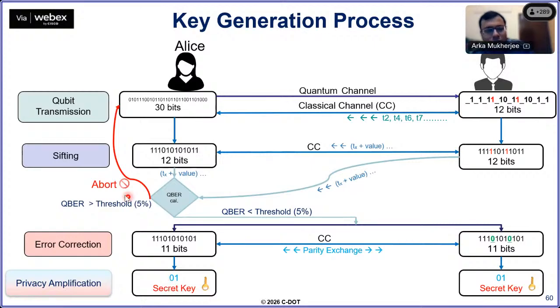You can see that only the quantum channel comes into the picture during the qubit transmission phase, and all other subsequent operations like error correction and privacy amplification, everything, take place using the classical channel. So the quantum channel's role ends after this stage, and then everything takes place in the classical channel.